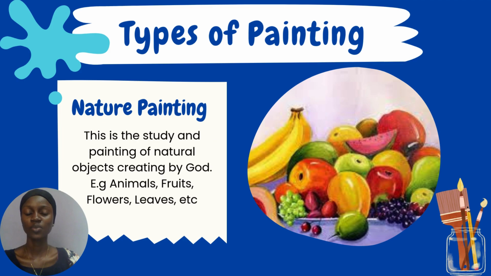We have different types of paintings, and I'll be highlighting a few for us in this class. The first on the list is nature painting. Nature painting is simply the study and painting of natural objects, mostly objects created by God. And then we have leaves, plants, animals, flowers, and the likes. The painting of human being is not categorized under nature painting.